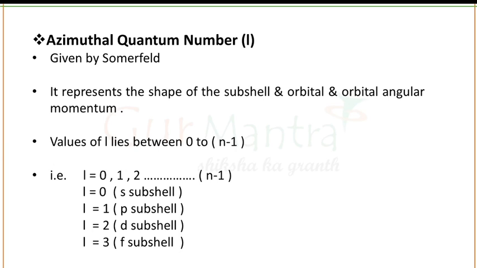For s subshell, the value of l is 0. For p subshell, the value of l equals 1. For d subshell, the value of l equals 2. And for f subshell, it should be 3. You can calculate the maximum value of l by simply n minus 1.